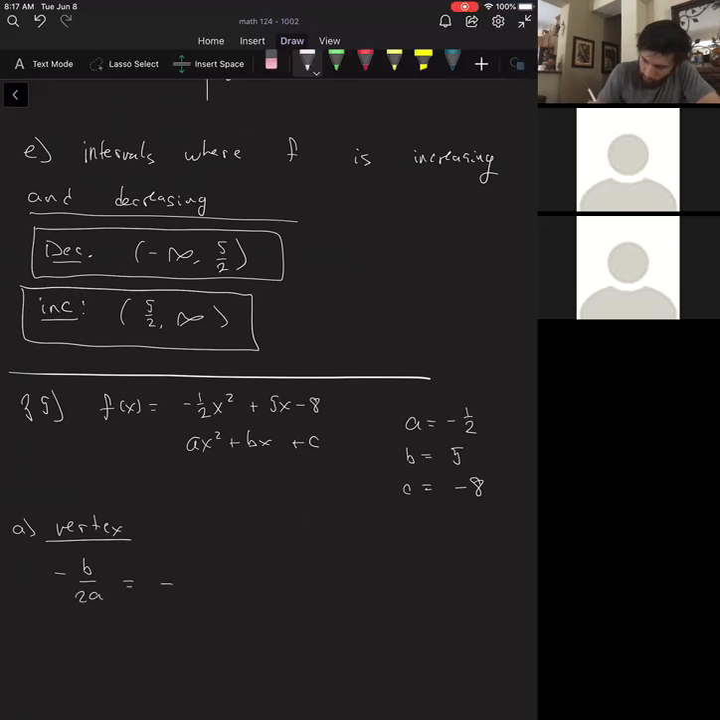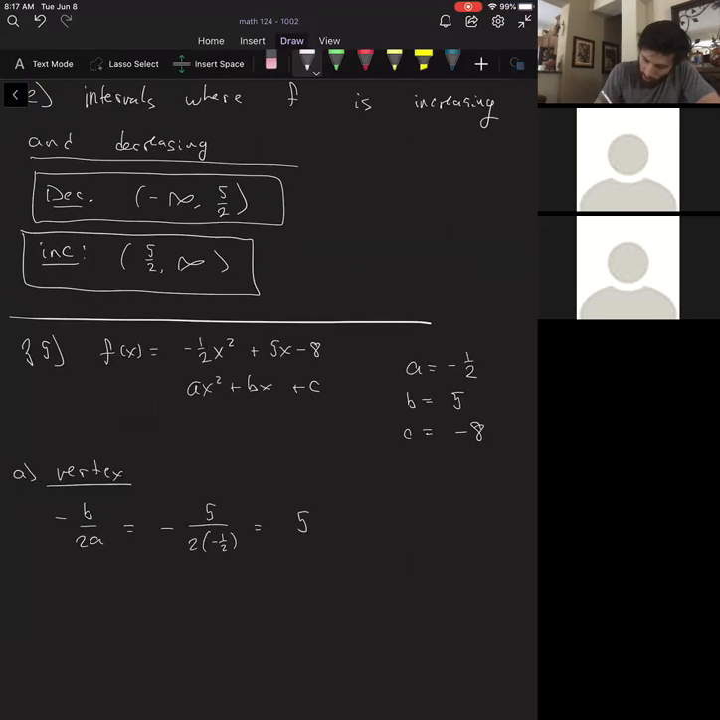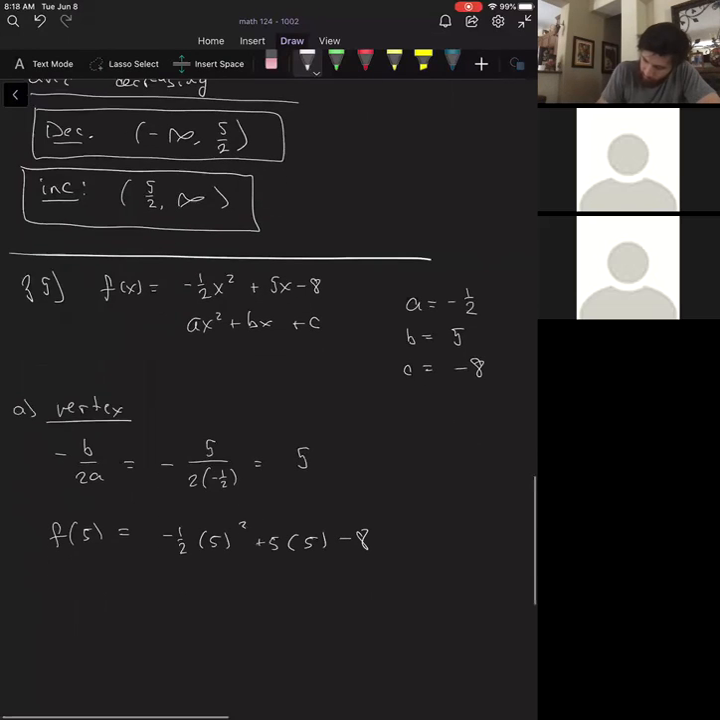So this is going to be negative, and what's b? So b is 5. Then all over 2 times a is -1/2. So this is just going to equal 5. And now we have to plug that into f. So f of 5 to find the vertex. So we need to find f of negative b over 2a. So whatever this value is, we need to plug that inside of f. So f of 5. So -1/2, 5 squared, 5 times 5, -8.